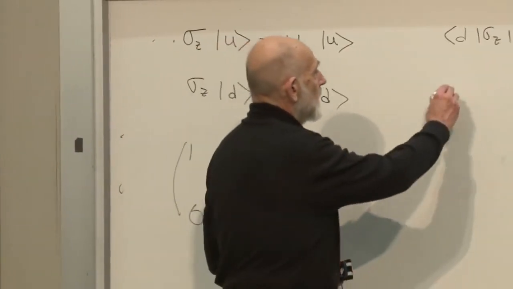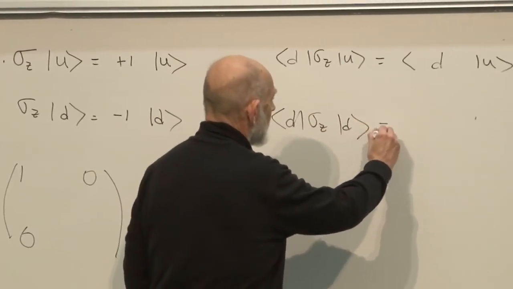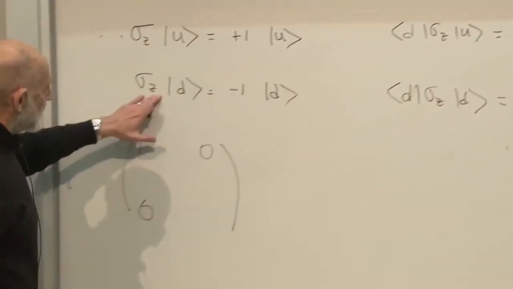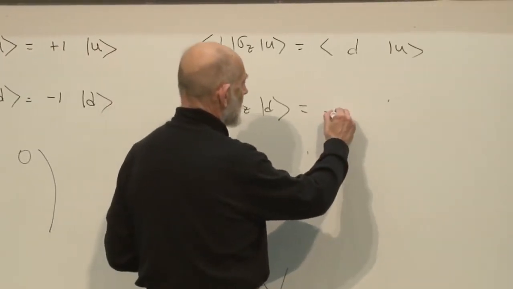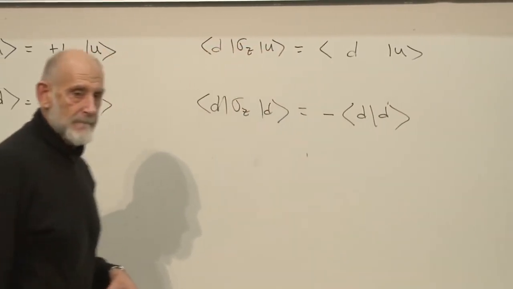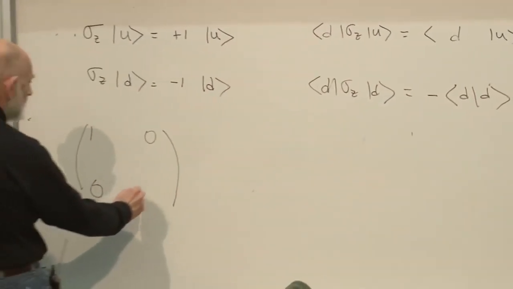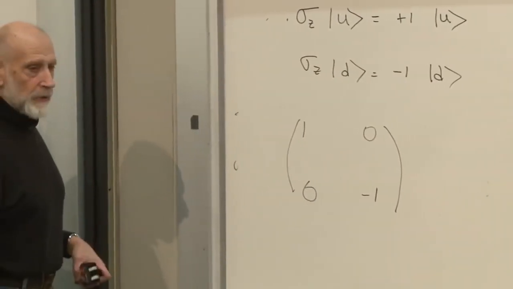And the last one is down sigma z down. What is that? Well, you go over to here. Sigma z times down is minus down. So this is just equal to minus down, down. And what's that? Minus 1. So this is the matrix that's associated with sigma z.